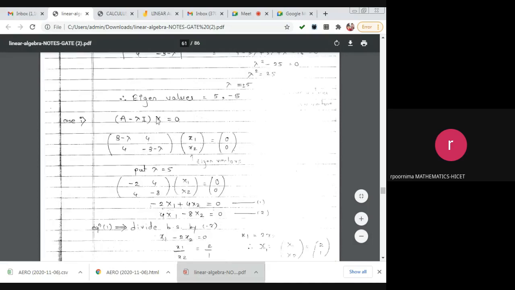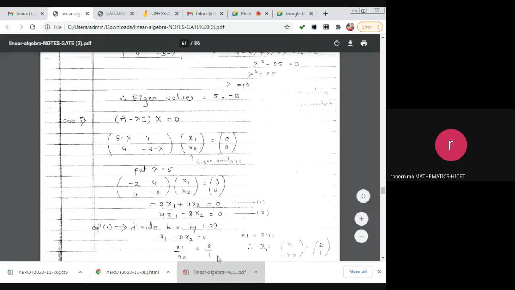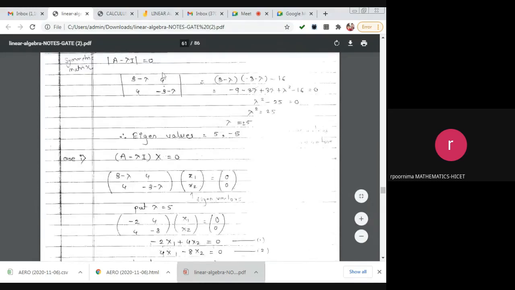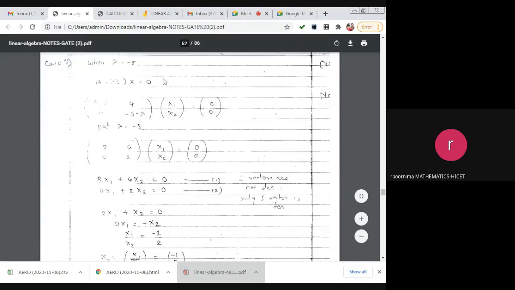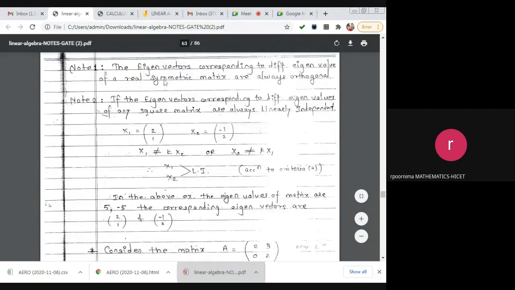You are replacing terms in your A minus lambda I into x term. After that, replace lambda with some constant and you will get some eigenvector. The same procedure you have studied in your syllabus. You can apply that method for a symmetric matrix type. The eigenvectors corresponding to different eigenvalues of a real symmetric matrix are always orthogonal. The eigenvectors corresponding to different eigenvalues of any square matrix are always linearly independent. So you just remember the result.